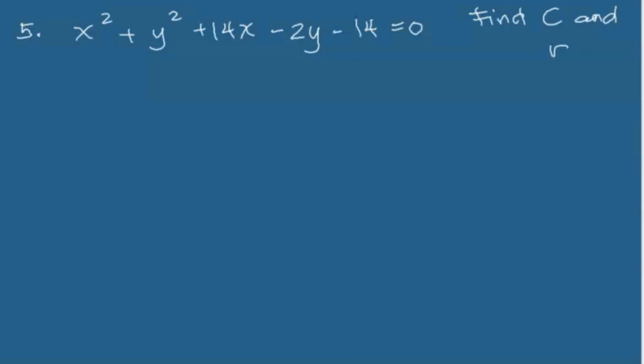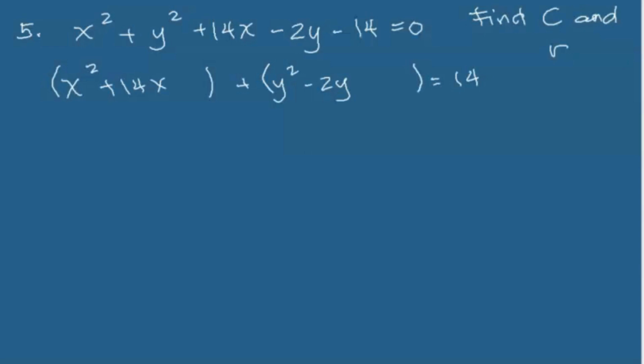Next example, find the center and radius of the circle with the equation x squared plus y squared plus 14x minus 2y minus 14 equals 0. Just like the previous example, we're going to combine similar terms. So let's have x squared plus 14x over here, then plus y squared minus 2y, and the 14 will move to the other side of the equation. And by completing the square, we will simplify our equation.